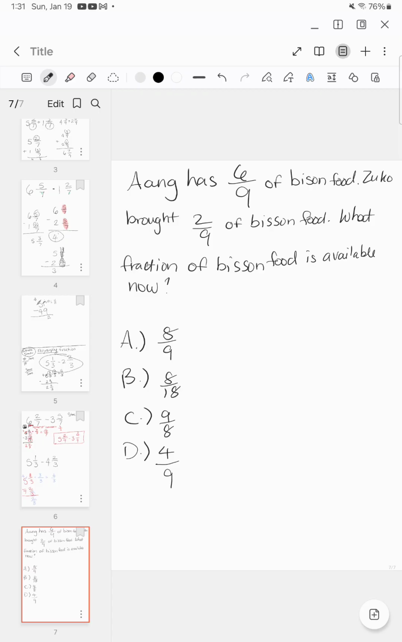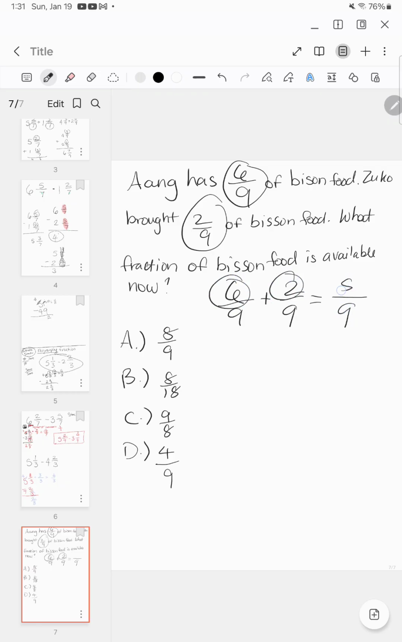Aang has 6 9ths of bison food. Zuko brought 2 9ths of bison food. What fraction of bison food is available now? Now, I see that they're not asking for how much more or less, so we have to be adding then. And so what we're doing, we're just adding 6 9s plus 2 9s. And again, this is easy. Our denominator will stay the same. And our numerator, 6 plus 2 is 8.